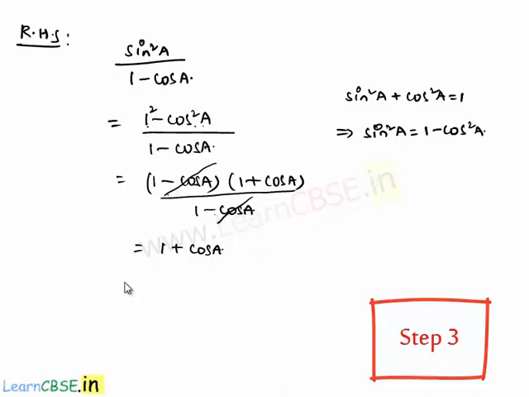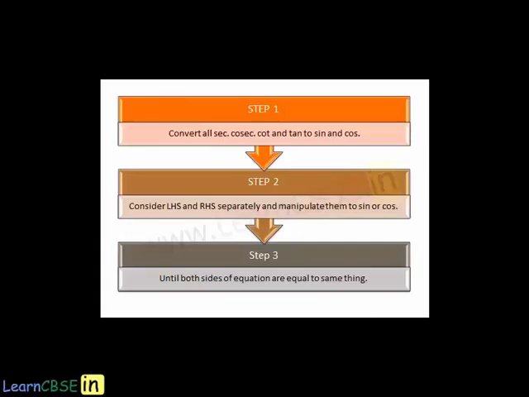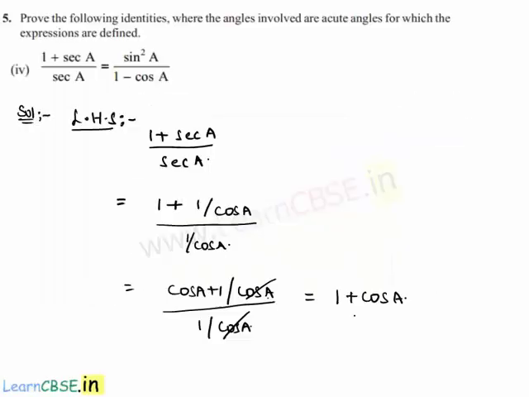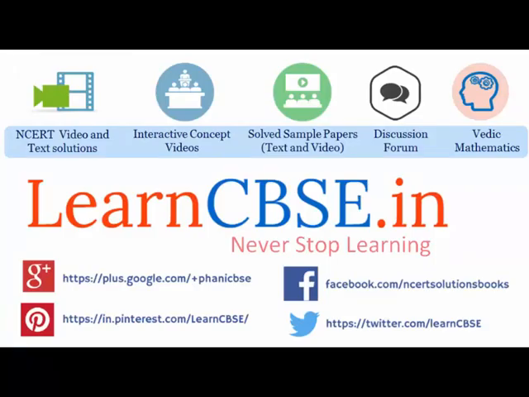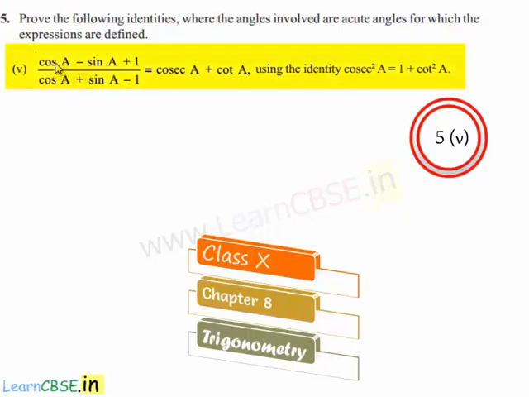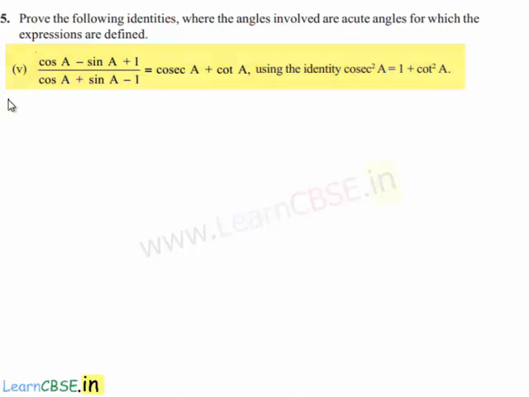So the simplified form of LHS is equal to the simplified form of RHS. So the equality (1 plus secant A) by secant A is equal to sin square A by (1 minus cos A) is correct. Now moving on to the fifth bit of the fifth question. He has given to prove the equality of (cos A minus sin A plus 1) by (cos A plus sin A minus 1) is equal to cosecant A plus cot A, using the identity cosecant square A is equal to 1 plus cot square A. Now moving on to the solution.